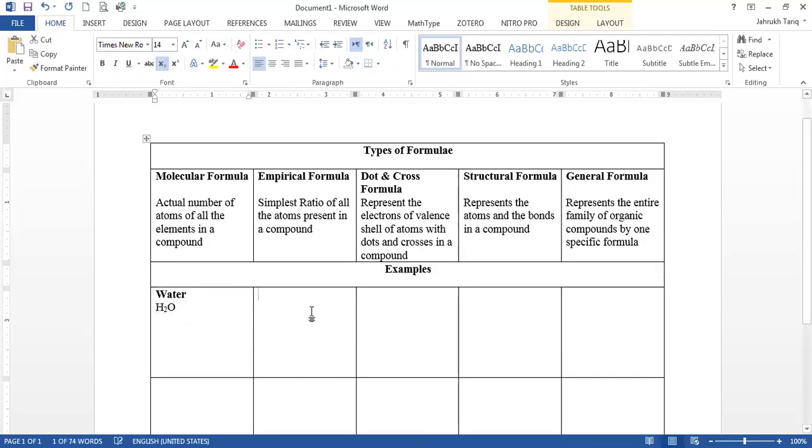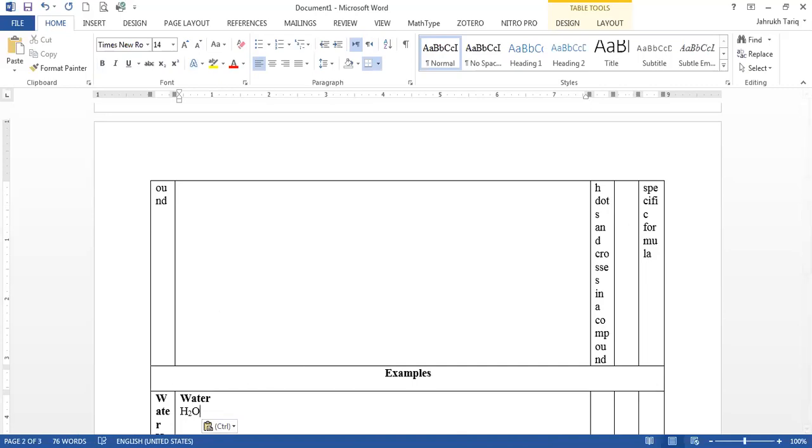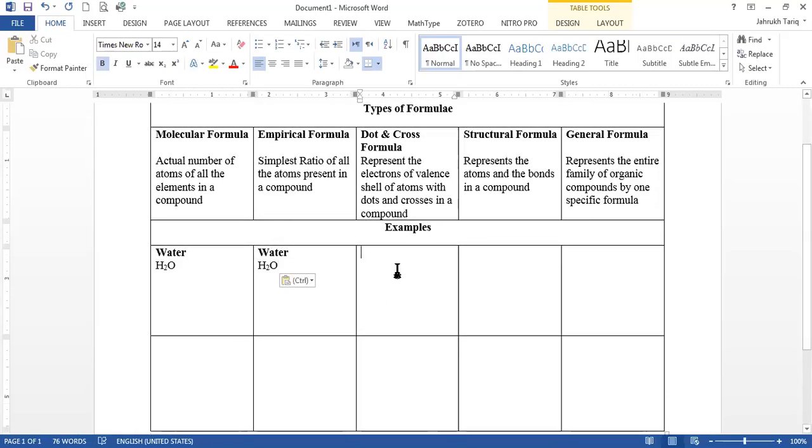So let's talk about empirical formula. Water again here is represented by what? H2O, 2:1. Not exactly, but H2O. Okay. Why? Because the simplest ratio is already present in molecular formula, and in the case if simplest ratio is the same, the molecular formula and the empirical formula are also same. Hence, in order to eliminate that problem, we are going to take a couple of more examples. So let's take the example of glucose over here.